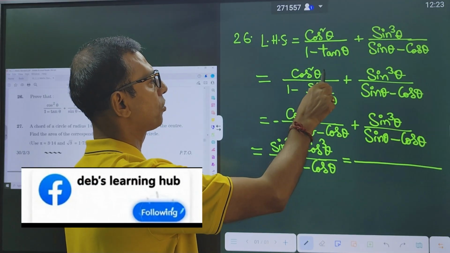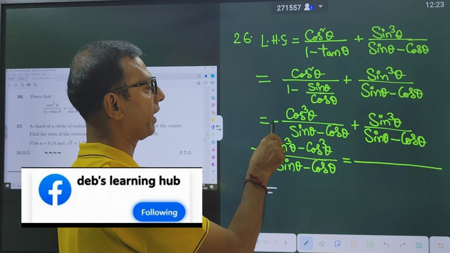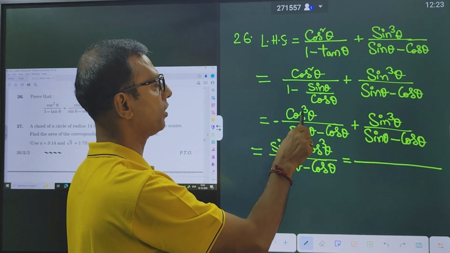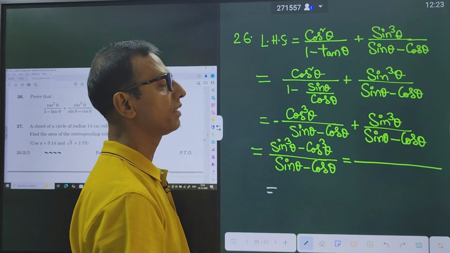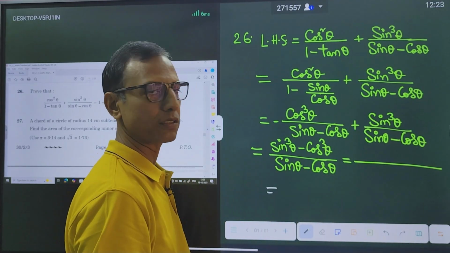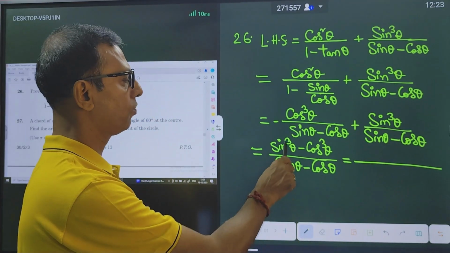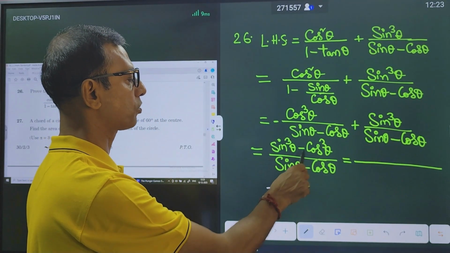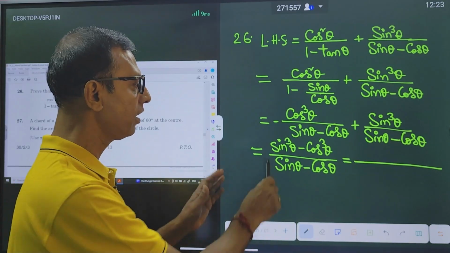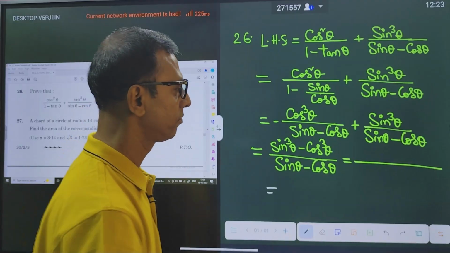So cos cube theta by cos theta minus sin theta. I have taken minus common, so that is actually minus of cos cube theta by sin theta minus cos theta. Just we are taking minus common. Initially it was cos theta minus sin theta, right? So plus sin cube theta by sin theta minus cos theta. Now what has come down? Sin cube theta minus cos cube theta by sin theta minus cos theta. Then you break this numerator using the a cube minus b cube formula.